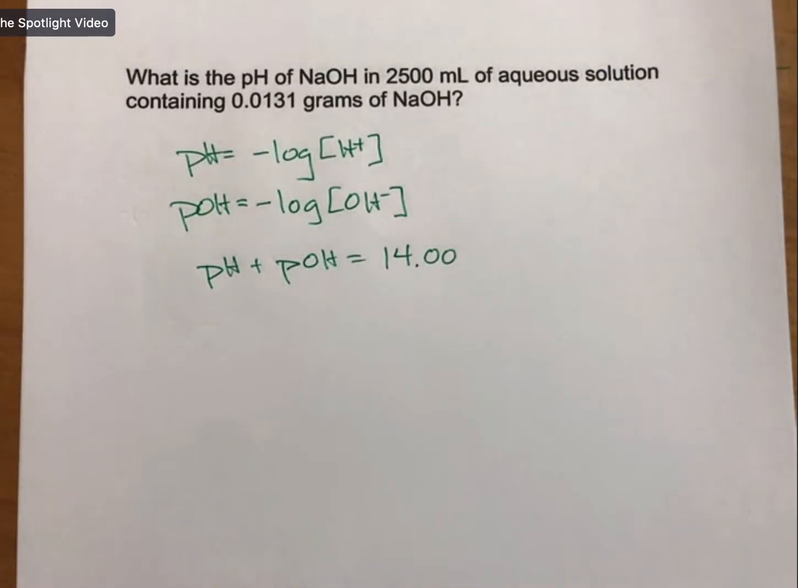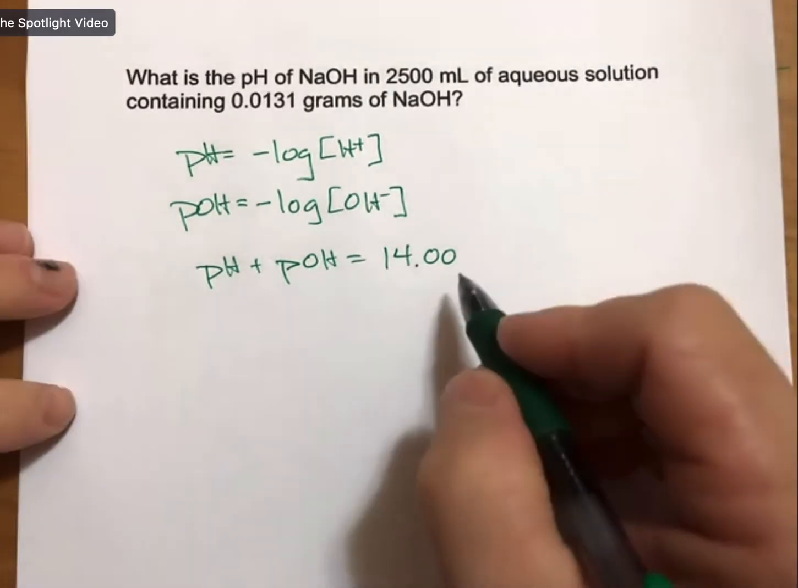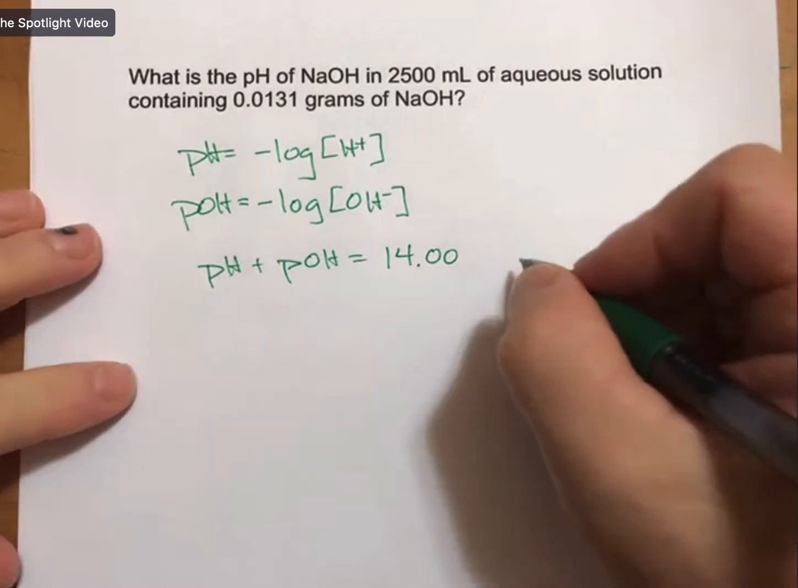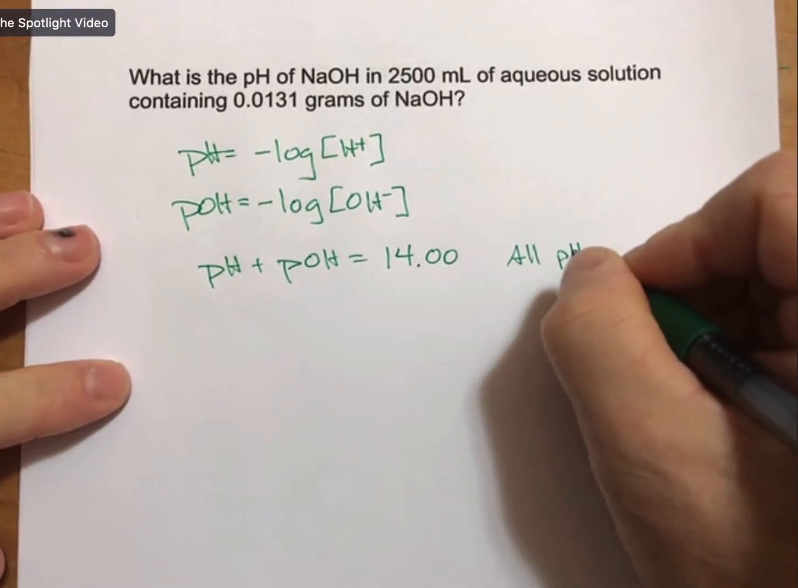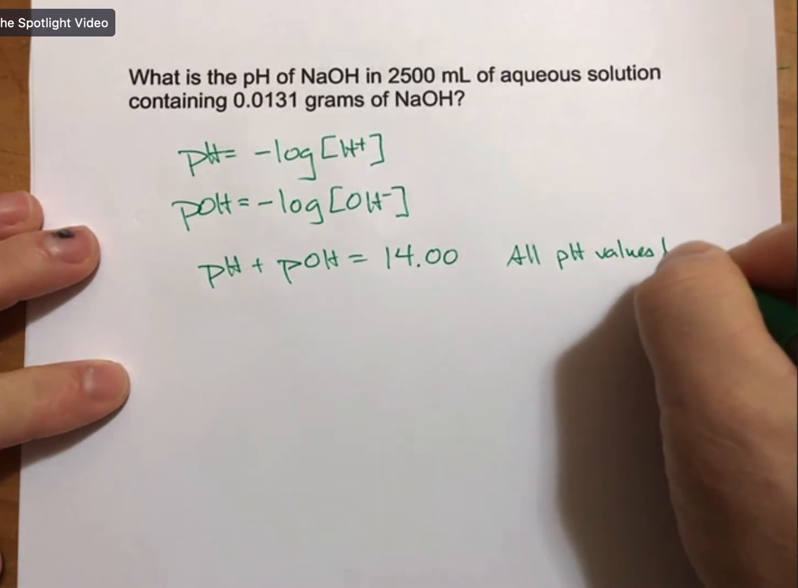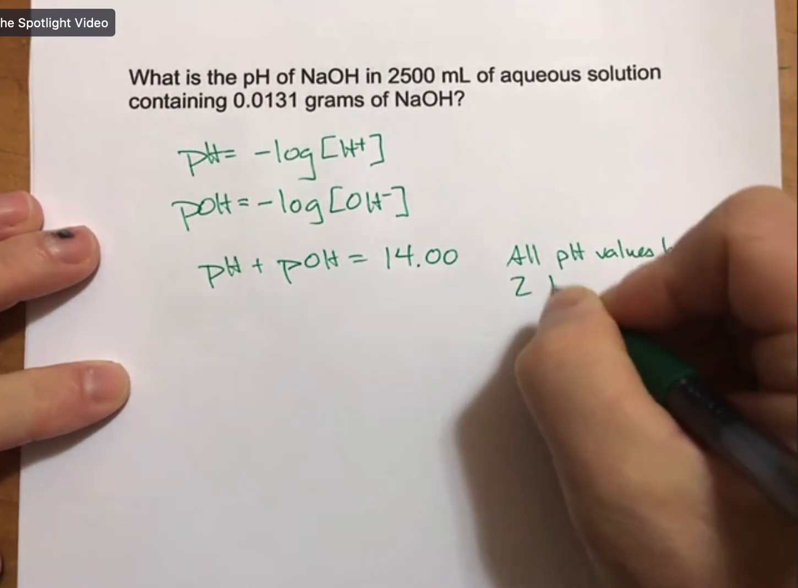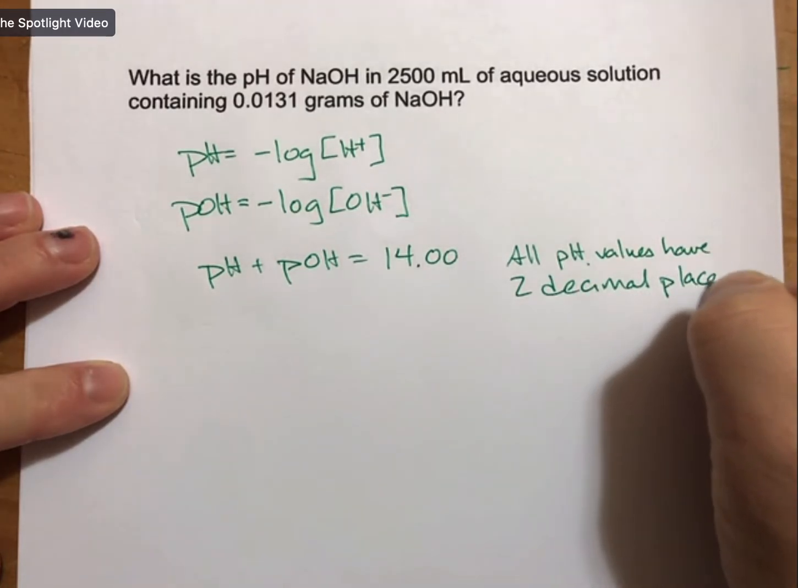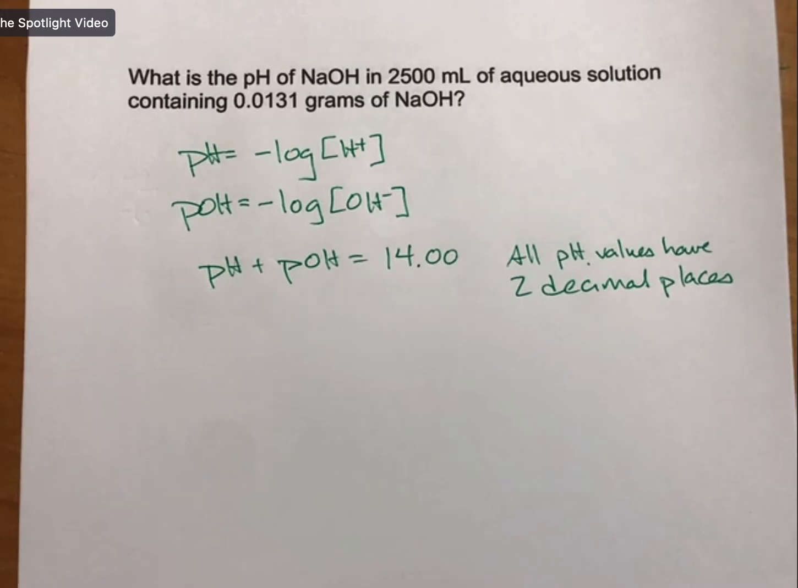I know it doesn't change the math, but all pH values in this course have 2 decimal places. Even if, when you enter the answer into the computer, it doesn't care, you should get used to doing 2 decimal places for all pH values.